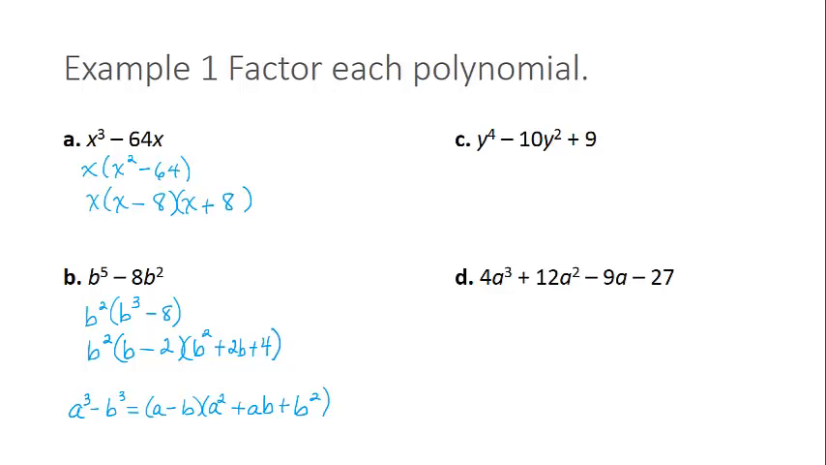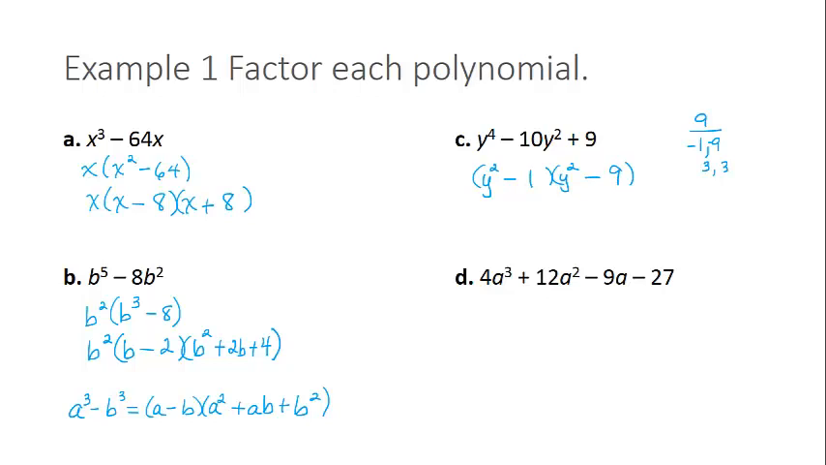Next we have y to the 4th minus 10y squared plus 9. This is a trinomial. There's no common factor among the 3 terms, and so we try to obtain the 2 binomials whose product is this trinomial. The factors of y to the 4th are y squared and y squared. Then we need to find the factors of 9 whose sum is negative 10. And the factors of 9 are 1 and 9, or 3 and 3. The only way to get the sum of negative 10 is the negative 1 and negative 9. So we have y squared minus 1, y squared minus 9.